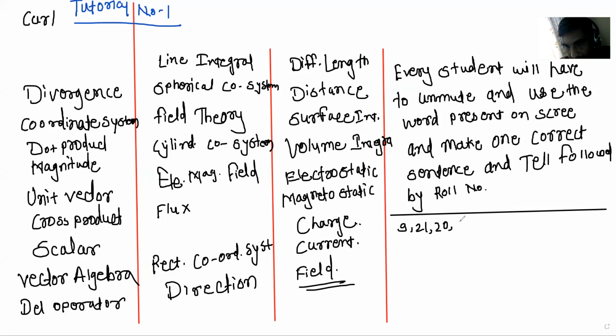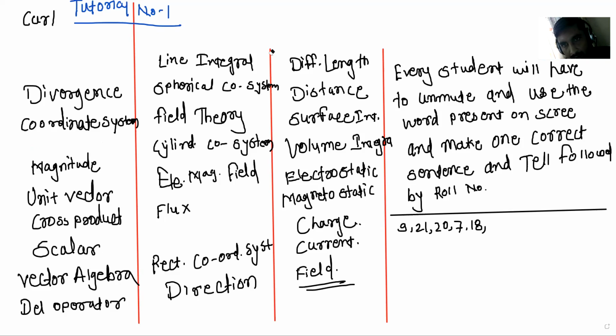Sir, dot product is called a scalar product. No, please start with your roll number. Roll number is 18. Okay. Which word are you choosing? Dot product. Dot product is called a scalar product. Okay. You can talk more about the dot product, but still it's fine.